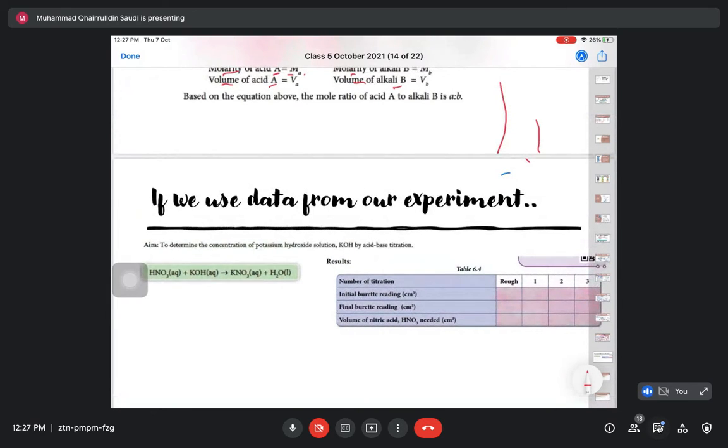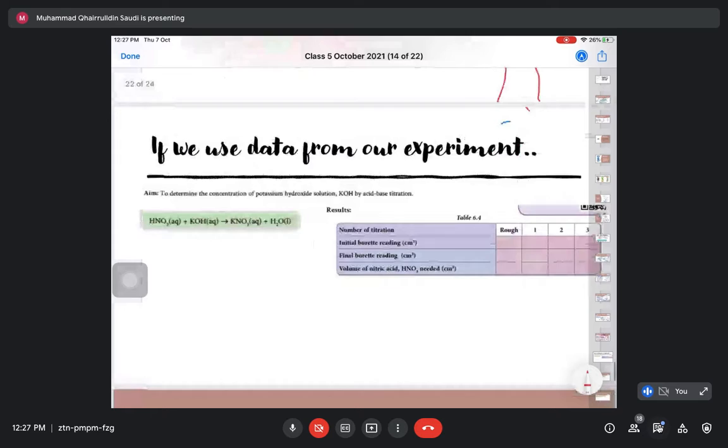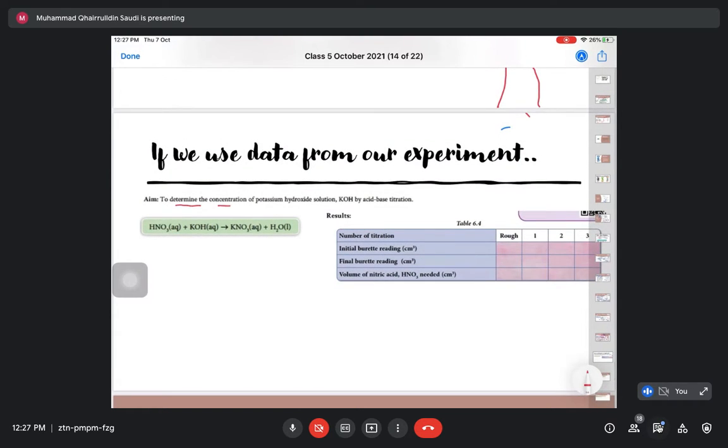Let's see if it is the same. Our aim is to determine the concentration of potassium hydroxide. Our equation for the experiment is nitric acid plus potassium hydroxide. So this is our acid, this is our alkali. Is this equation balanced? Yes, it's already balanced.